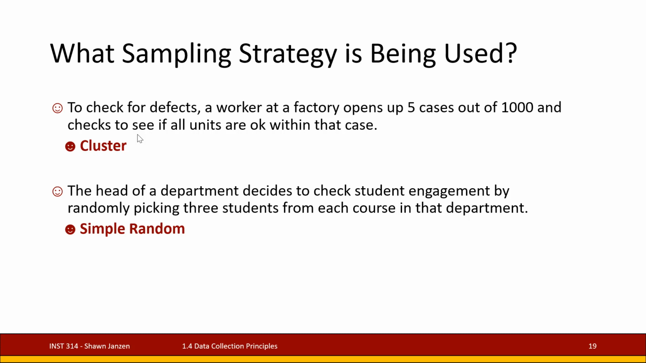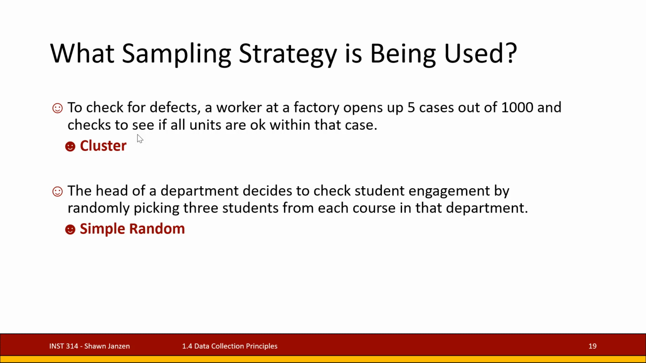The cluster sampling is the next one, where the worker at the factory opened up 5 cases out of 1,000 and checked to see if all the units in that case were identified. So this is the cluster. 1,000 units went past, 5 were picked, every unit within that 5 cases. That's our definition for the cluster.